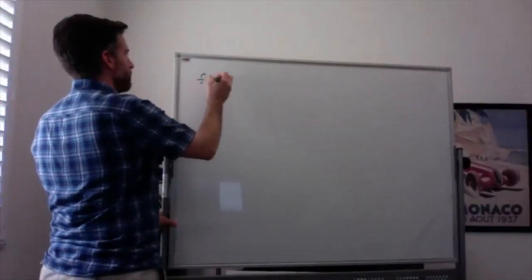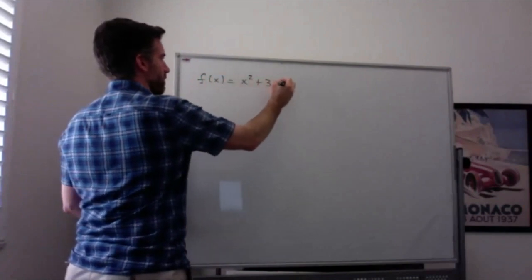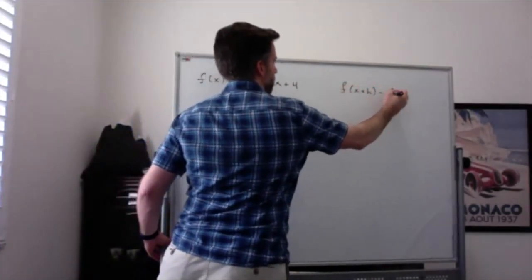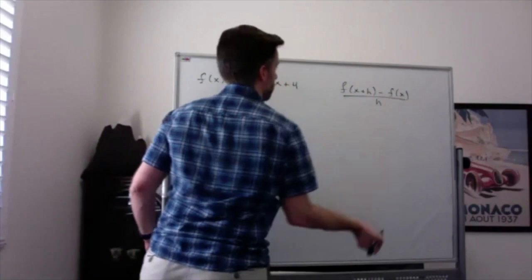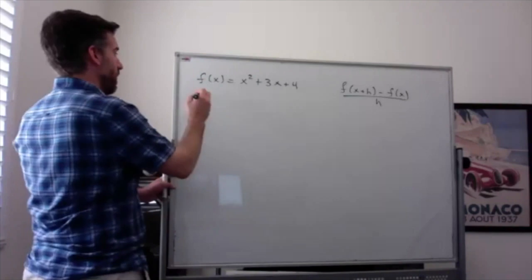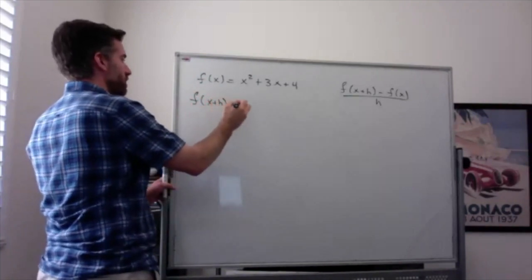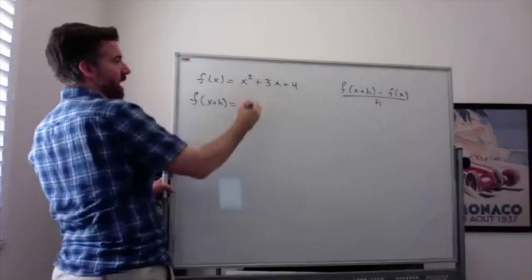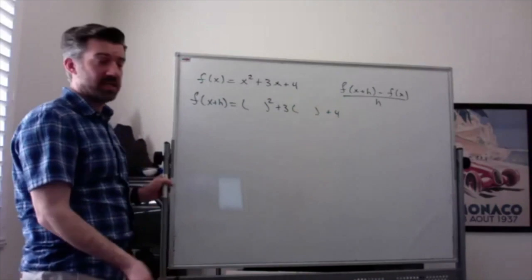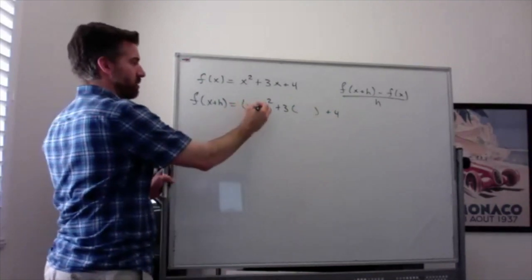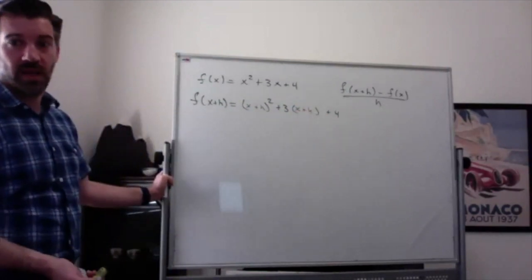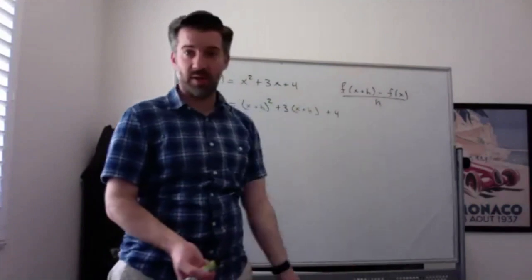So here's our function. And honestly, when I am calculating this difference quotient, what I usually like to do first is write out what f of x plus h is all on its own. So f of x plus h is just the same expression, except wherever I have an x, instead of having an x there, now I have what's in the parentheses, which is x plus h. And now we can go ahead and throw all that into this expression and see what we get.